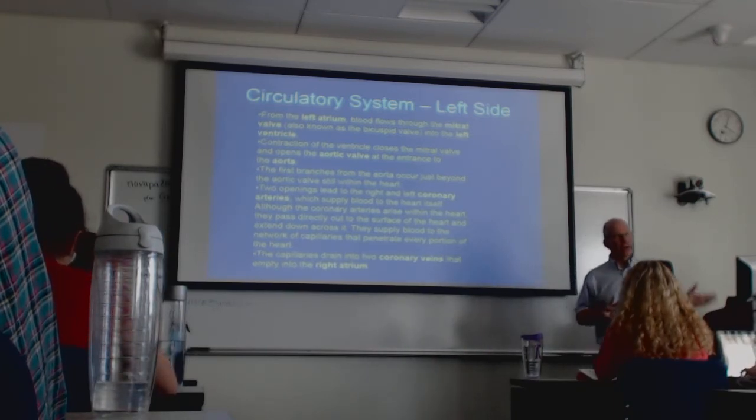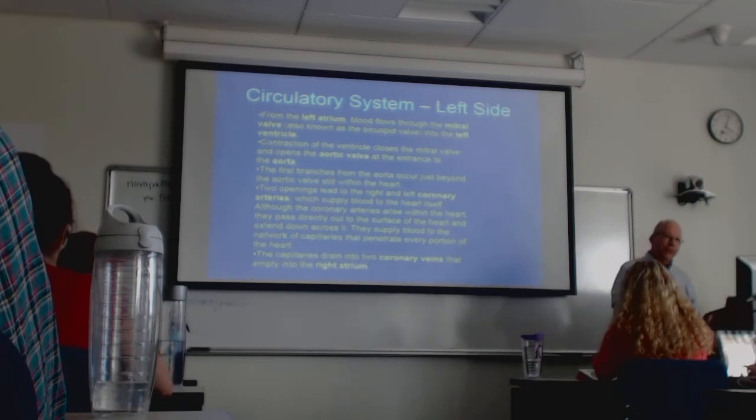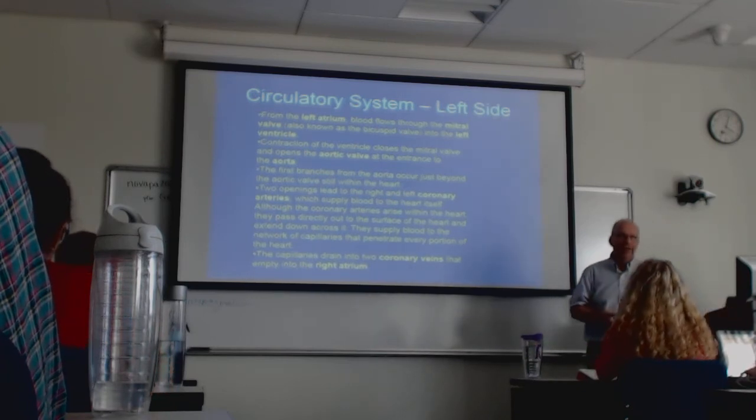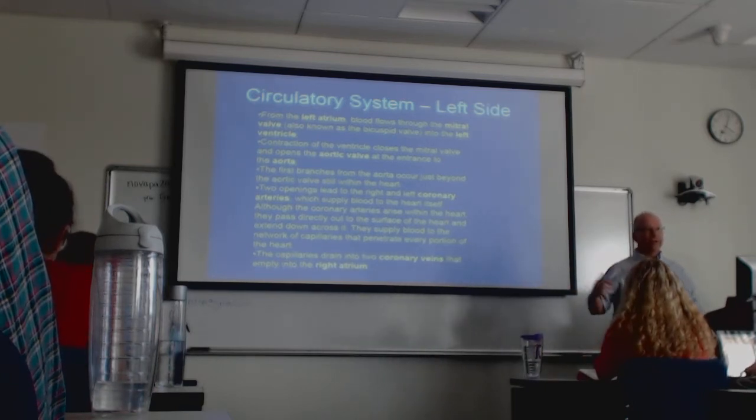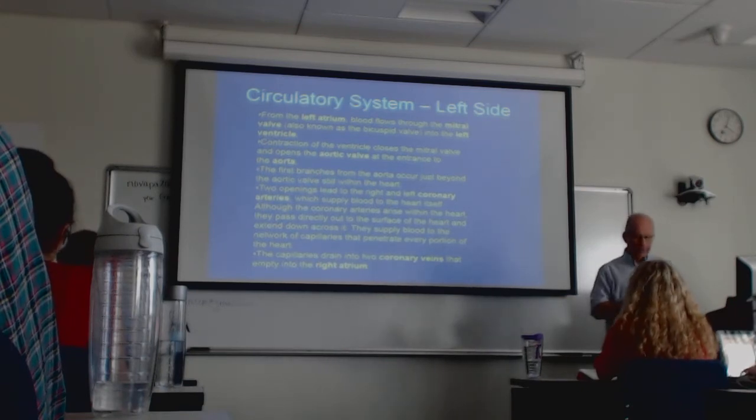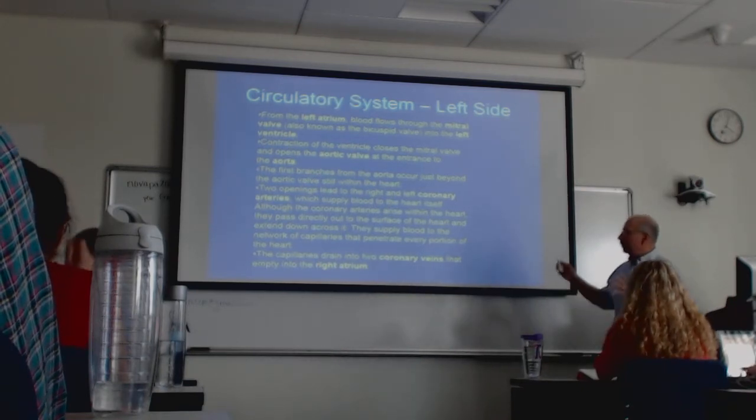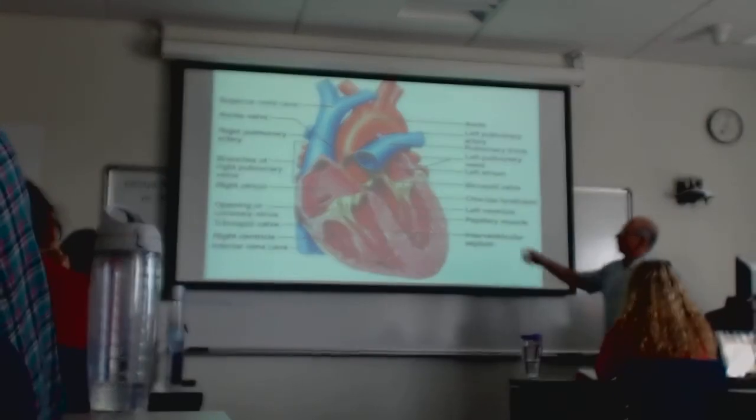The right coronary artery feeds essentially the right part of the heart and the base of the heart. The left main coronary artery divides into the left anterior descending, which gets the left ventricle, and then the left circumflex, which gets the back of the heart. So just so we're good with that.